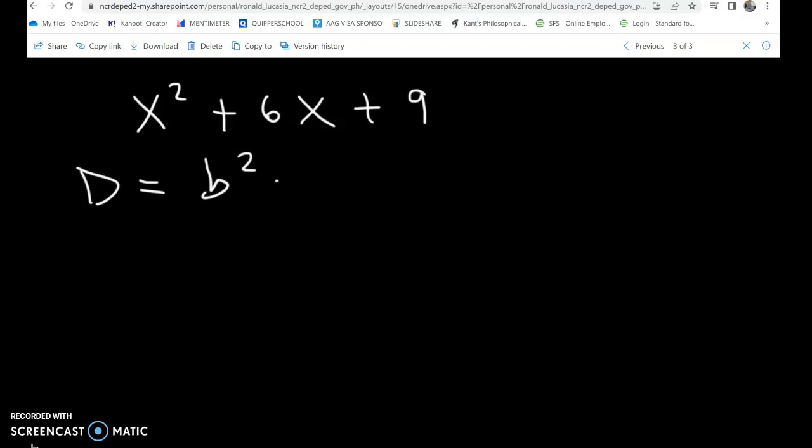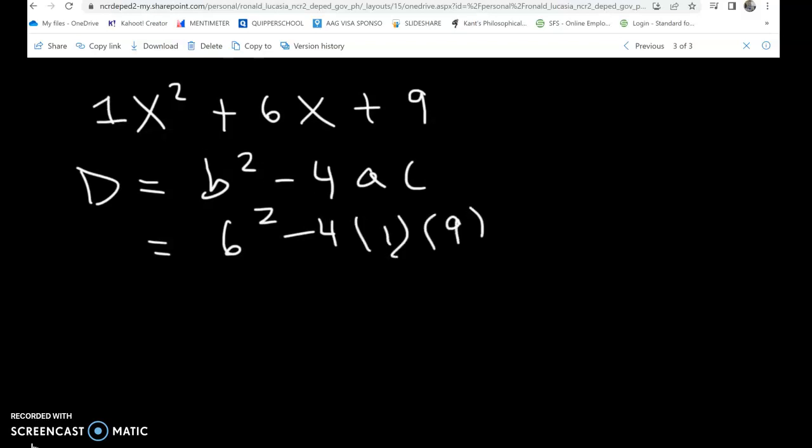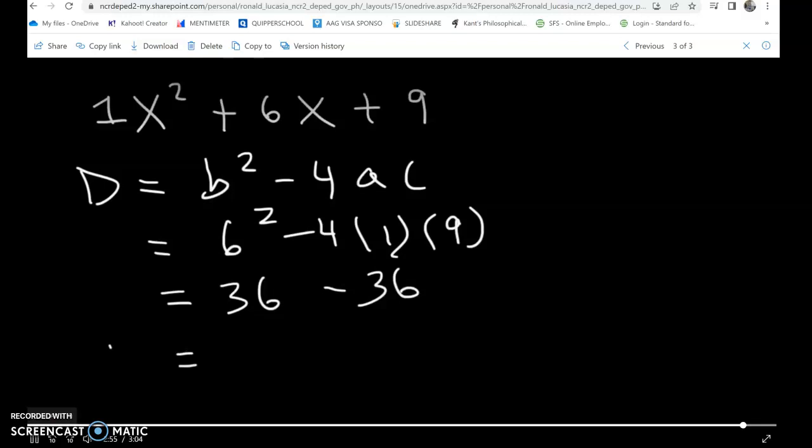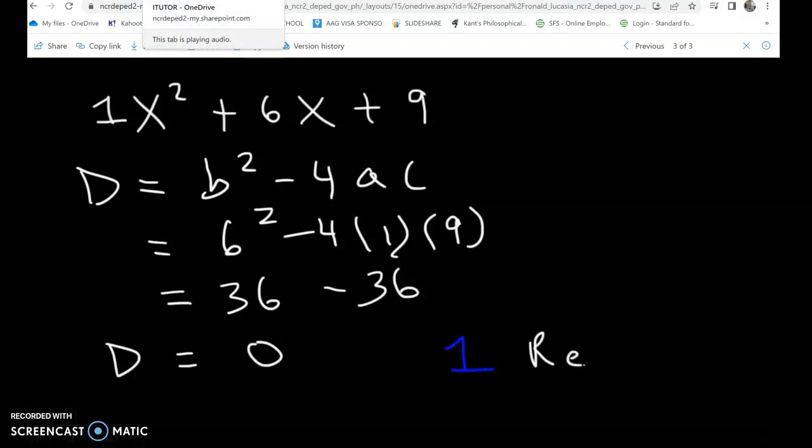Now let's try one more example. x squared plus 6x plus 9, basically a perfect square trinomial. Calculate the discriminant. b is 6. a is the number in front of x squared, that's 1, and c is 9. 6 squared, 6 times 6 is 36. 4 times 9 is 36. So the discriminant is equal to 0, which means that there's only going to be one real solution anytime you have a perfect square trinomial.